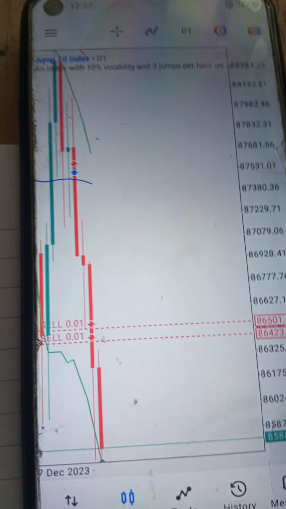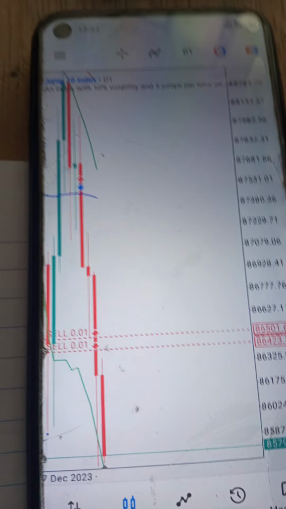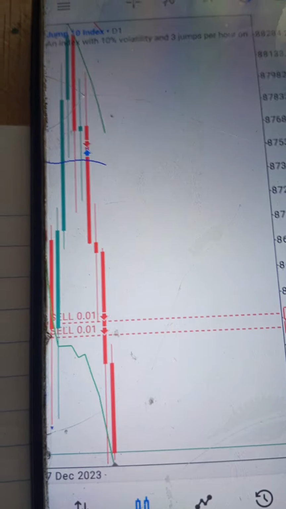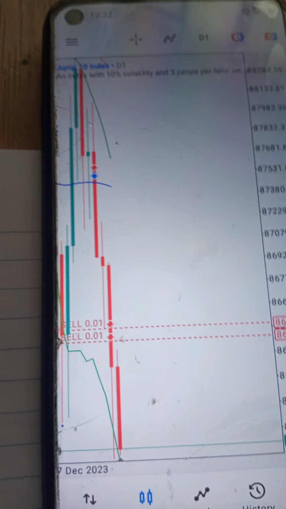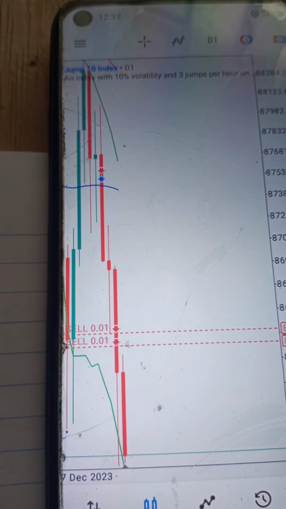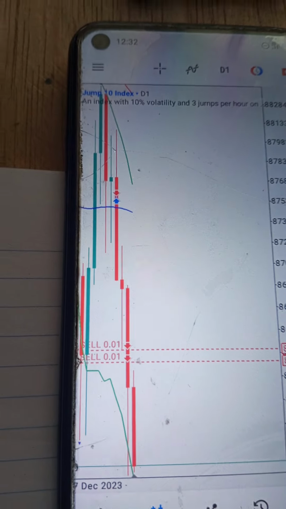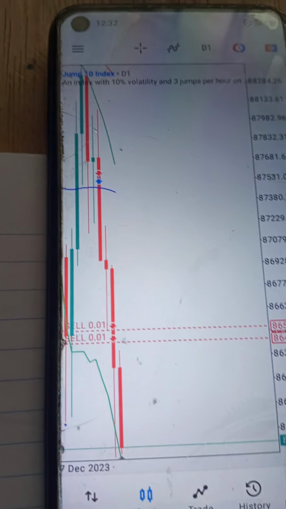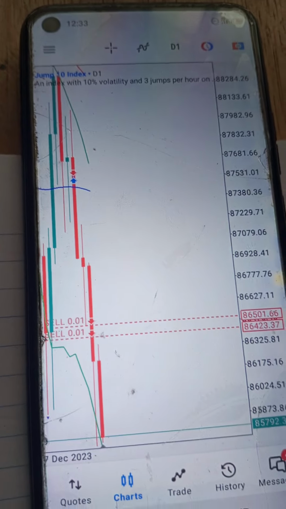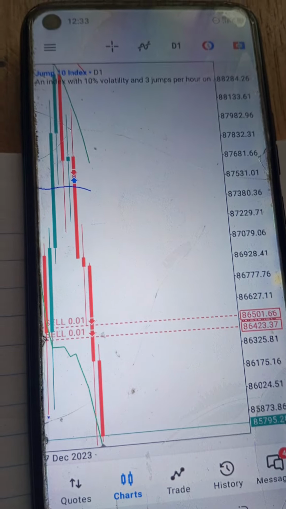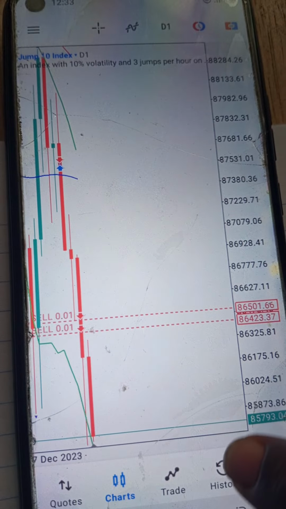So guys, without wasting much of your time, I will show you the indicators used for this strategy. As you can see, I entered this trade yesterday, daily candle, and it's still going down, guys. So let me quickly show you the indicators I used here.